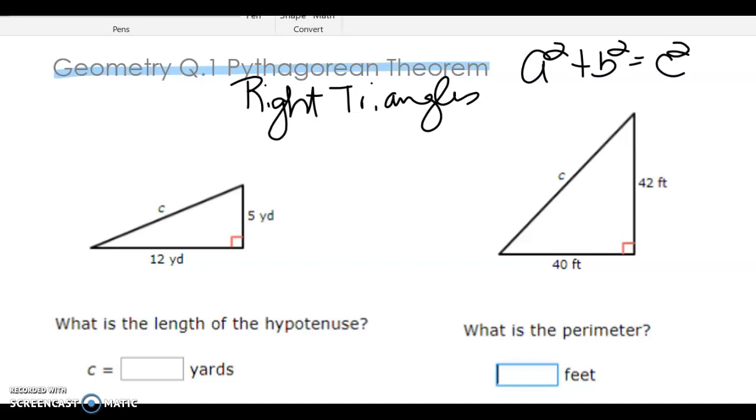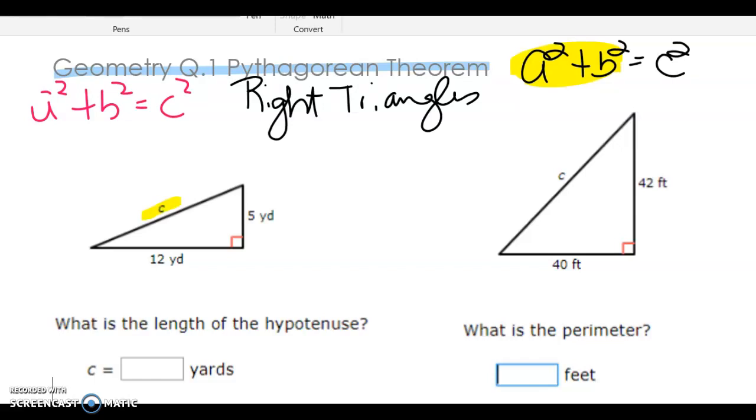Okay, so a squared plus b squared equals c squared. The a squared and the b squared are your two legs. It doesn't matter if a is the shortest leg or b is the shortest leg. A and b are going to be added together. C squared is always by itself, and it is the hypotenuse every single time. So if we have a squared plus b squared equals c squared, and it's asking for c.